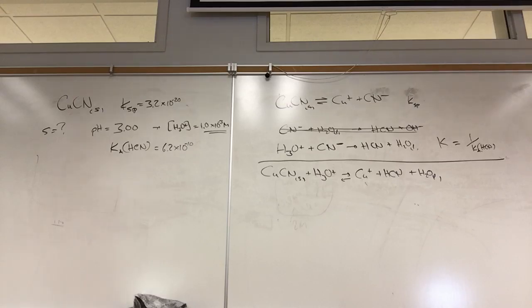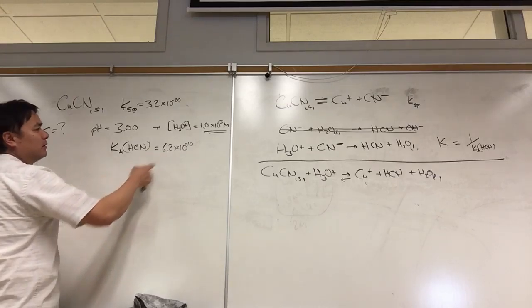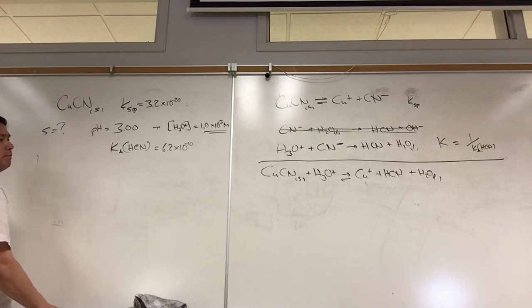The KB is going to be KW over KA. KW is 10 to the minus 14 divided by 10 to the minus 10 gives us about 10 to the minus 4, roughly. That's large though, right? Not really. And so you wouldn't use the combined method if you use KB. You would have to use the simultaneous method most likely.